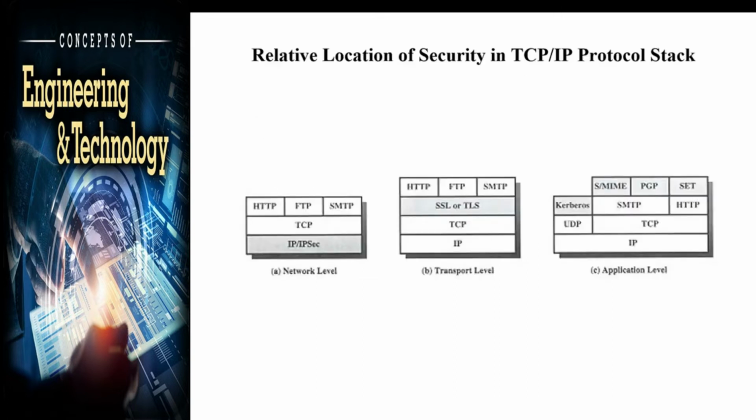Similarly, when you talk about the different levels, the relative location of security in the TCP/IP protocol stack: we have the network level, transport level, and application level. We can look at these different security levels. We know that with HTTP we access websites, and there is also FTP, file transfer protocol, all these things.